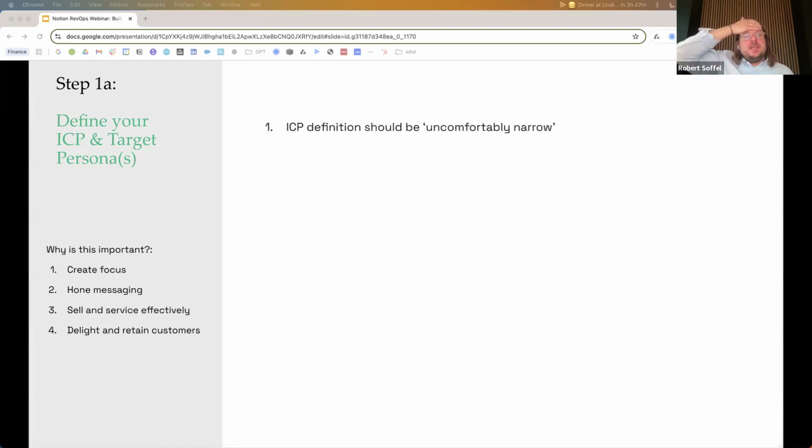But the first one worth mentioning, and maybe you've heard this before, is that the ICP definition should be uncomfortably narrow. And I love that phrase, uncomfortably narrow. And I do attribute it to Stephen. He said it to me about a year ago, and it's really stuck with me. But there's a quote that I heard a couple months ago saying, "A startup is more likely to die from indigestion than they are of starvation." And so this is really about focusing the efforts of your go-to-market organization, as I mentioned a few minutes ago.